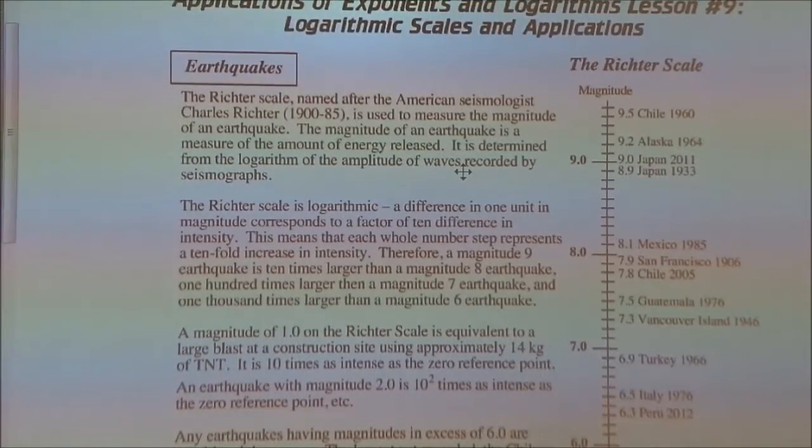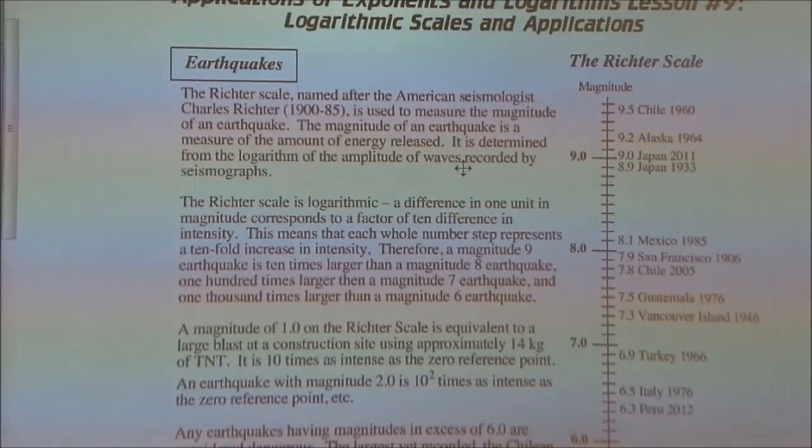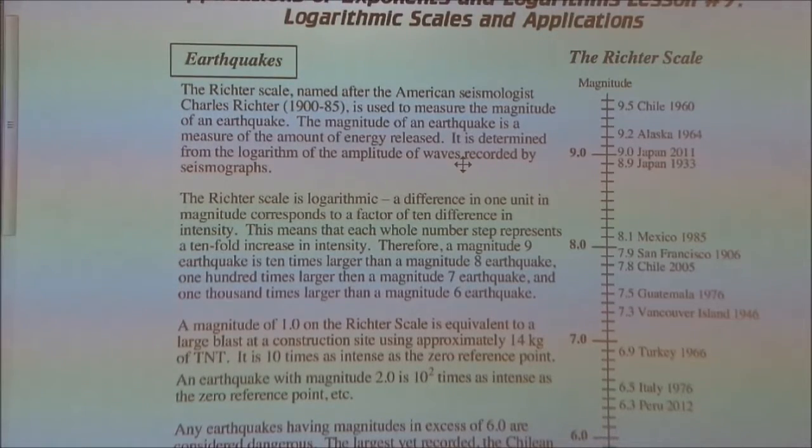Okay, so lesson number 9 is logarithmic scales and applications. There are applications in the real world, scales in the real world that rely on a logarithmic scale. The first is the Richter scale. The Richter scale is named after an American seismologist, and it's used to measure the magnitude of an earthquake.